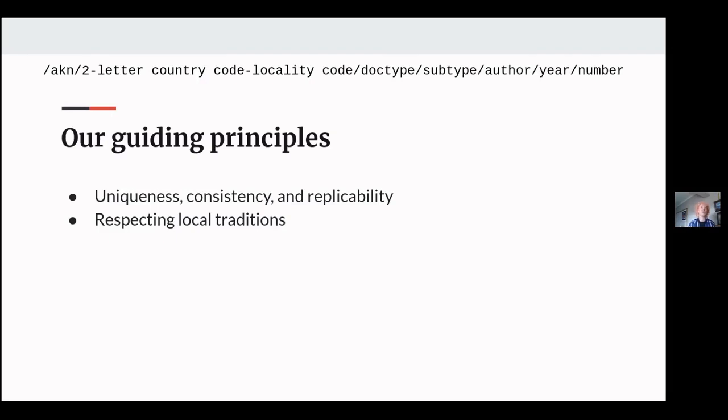But also respecting local traditions, by which I mean giving users and practitioners what they expect. So if they're used to referring to documents in a certain way, trying to incorporate that into the FRBR URI wherever possible. And I'll point out some examples as we go of where that is possible and where it isn't.